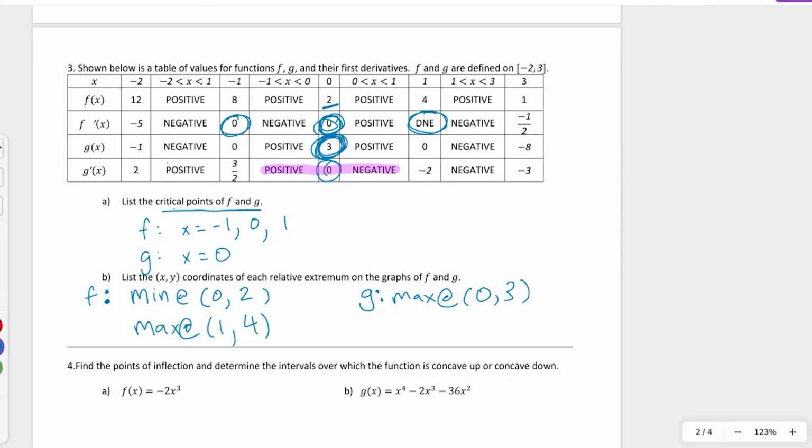I'm circling it right here. That is g of 0. So I'm going to erase some of this stuff because this is getting kind of messy up here, but there are your answers for A and B.